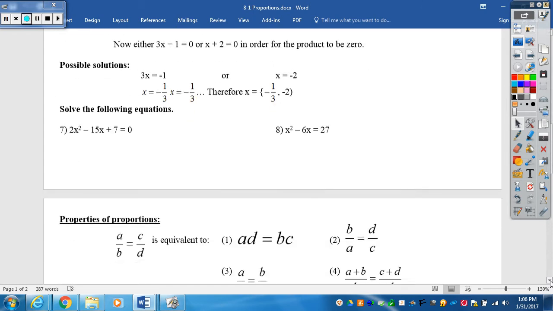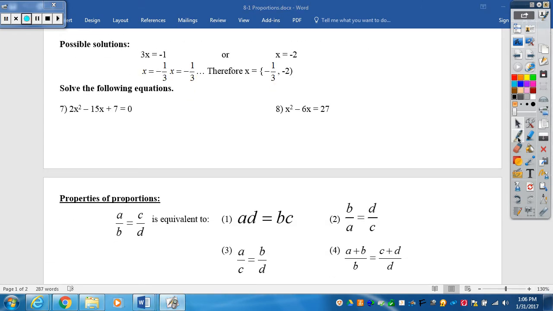Okay? Now, for number 7 and 8, I think it's important that we continue to learn or practice factoring. I know a lot of you were talking the other day that you like the quadratic formula. It's simple, straightforward, you can do that. But we still need to know how to factor, okay? So that's why we're going to do this.